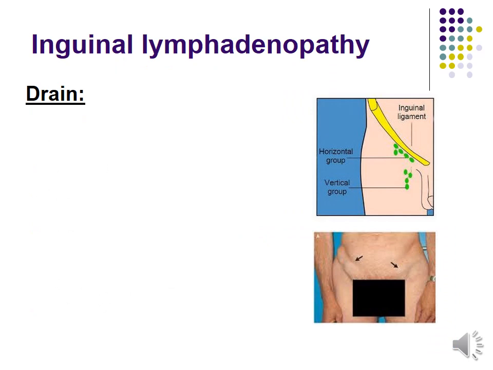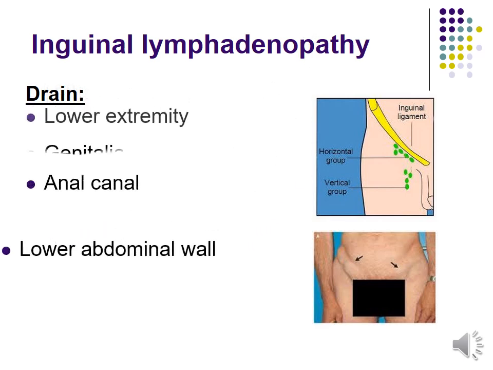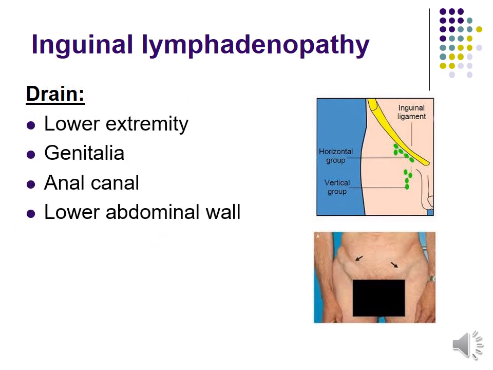Inguinal lymphadenopathy is the third important group of lymph nodes in your body. It consists of a horizontal group underneath the inguinal ligament and a vertical group along the terminal part of your long saphenous vein. It drains mainly the lower limb through the vertical group, and external genitalia, anal canal, and lower abdominal wall and lower back through the horizontal group.